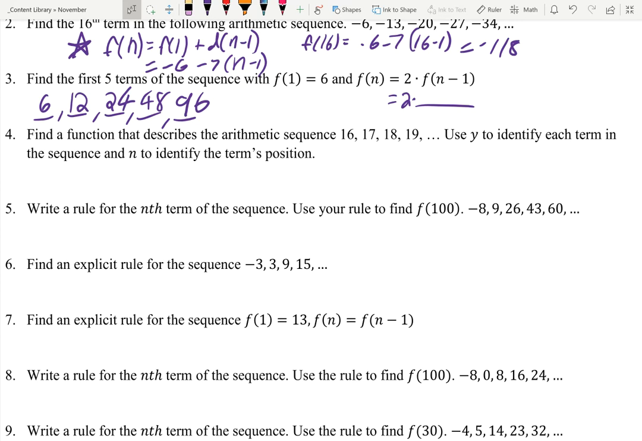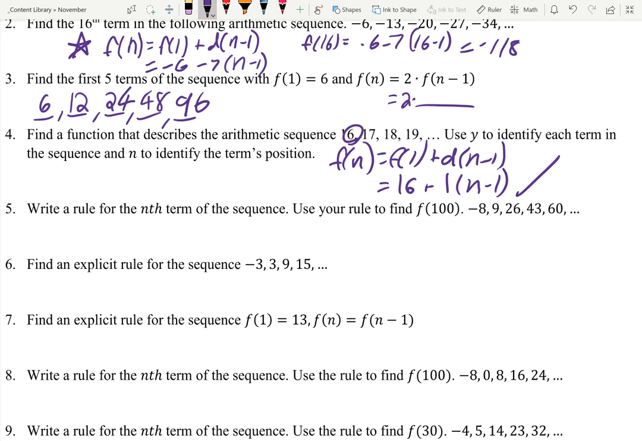For one particular reason, but I'll kind of give you a hint. So, if you were to write the explicit rule for this, it would be f of n equals f of 1 plus d times n minus 1. But so when we plug it in, f of 1 is 16 plus the common difference. Common difference is 1, and then times n minus 1. I'm going to tell you now, this is a correct function. F of n equals 16 plus 1 times n minus 1. However, it's not written that way on the answer choices on the test.